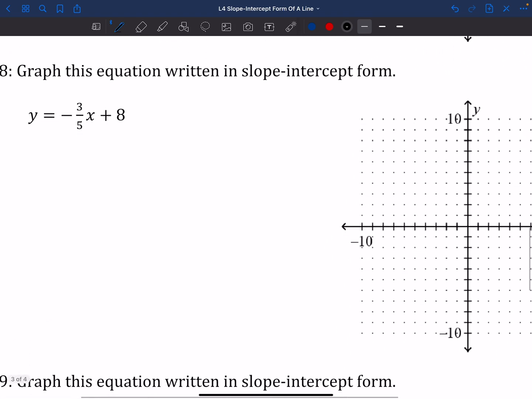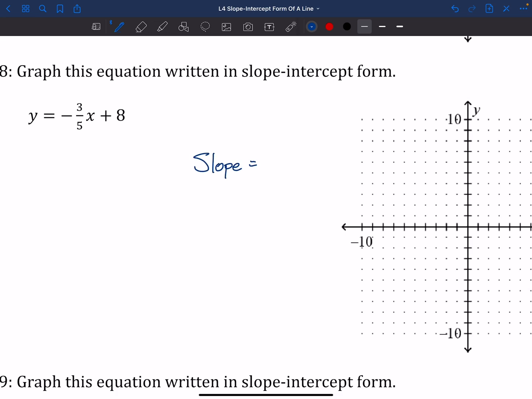So again, one where I'd like you to try it on your own, right? See if you got it. Hopefully you tried that out. We got our slope, which is -3/5. Right? And actually, this is something worth talking about. If you got a little bit stuck with the slope, that's okay.